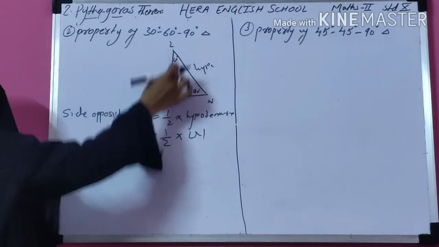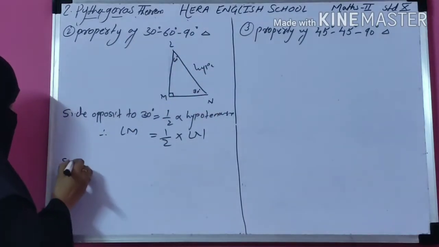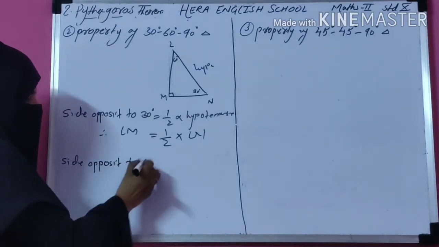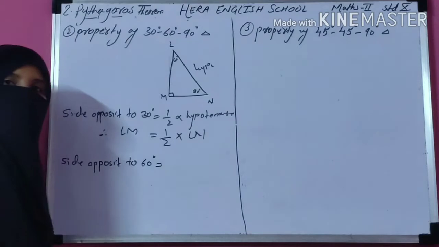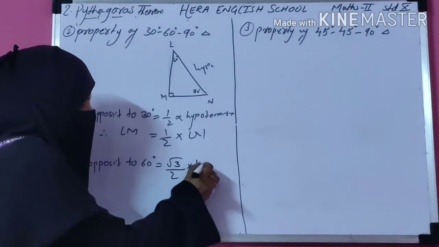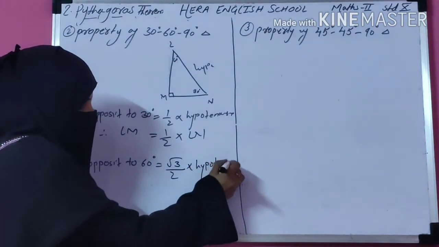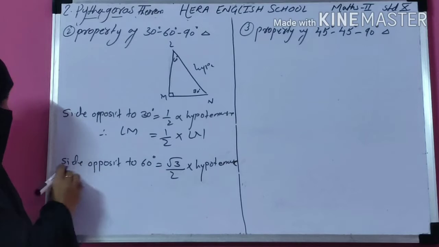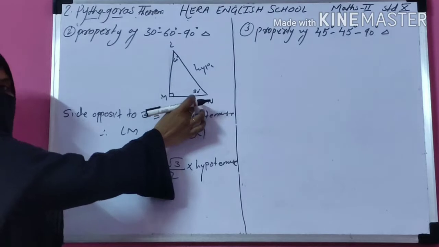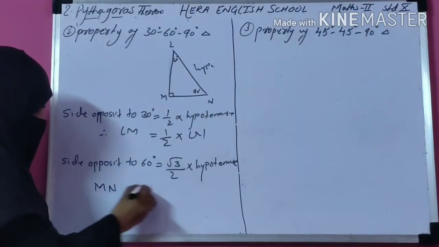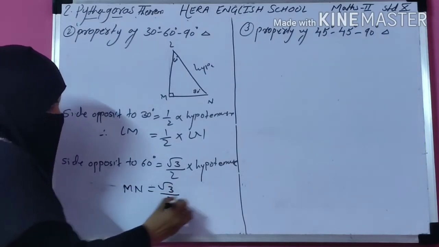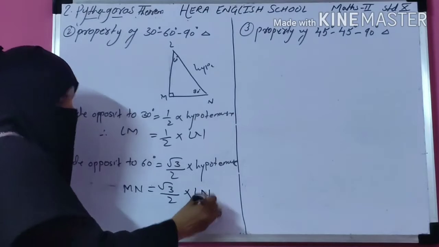Now the next, the side opposite to 60 degree. The side opposite to the 60 degree angle is root 3 upon 2 times the hypotenuse. Okay. So here the side opposite to 60 degree is MN. MN is the side opposite to 60 degree, so MN is equal to root 3 by 2 of the hypotenuse. The hypotenuse again here is LN.